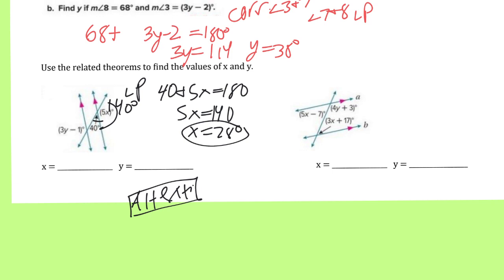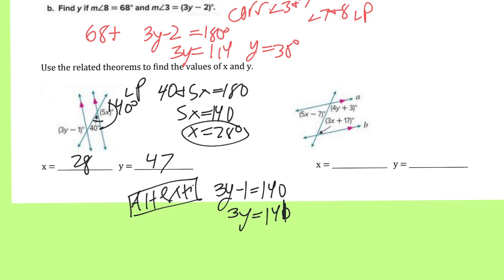So alternate exterior angles are congruent. So we're going to do 3y minus 1 is equal to 140. If I add 1 to both sides, you get 3y is equal to 141. Divide both sides by 3, and you get y is equal to 47. So this is 47, this is 28.